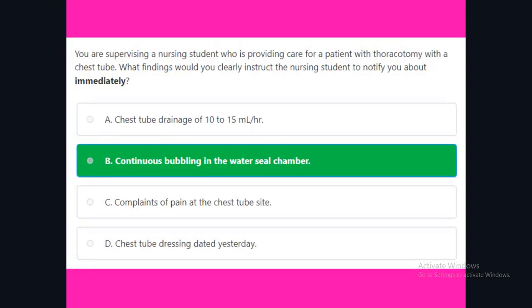You are supervising a nursing student who is providing care for a patient with thoracotomy without chest tube.